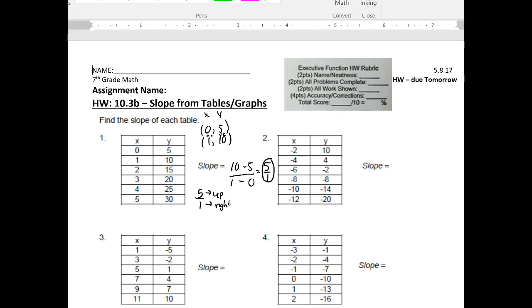So for instance, in number 2, you'd say negative 2, 10 and negative 4, 4. This is x1, y1, x2, y2, and you'd do 4 minus 10 over negative 4 minus negative 2. That gives me negative 6 over negative 2. Remember, negative divided by negative is positive, so it gives you positive 3 over 1, or just positive 3, but leave it as a fraction, 3 over 1, so that you can say 3 over 1 is up 3 and move right positive 1.